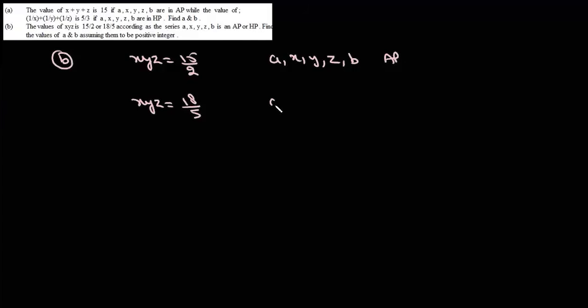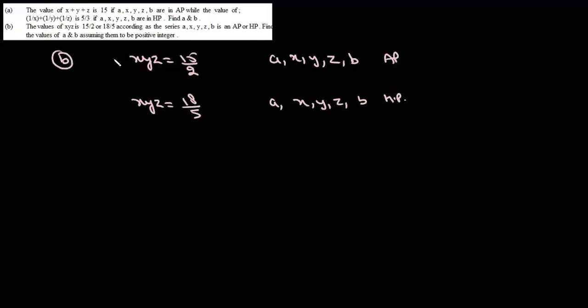Now this next question: the value of XYZ is 15 by 2 if A, X, Y, Z and B are in AP, and this XYZ is 18 by 5 if A, X, Y, Z and B are in HP. We have to find the value of A and B, assuming them to be positive integers.